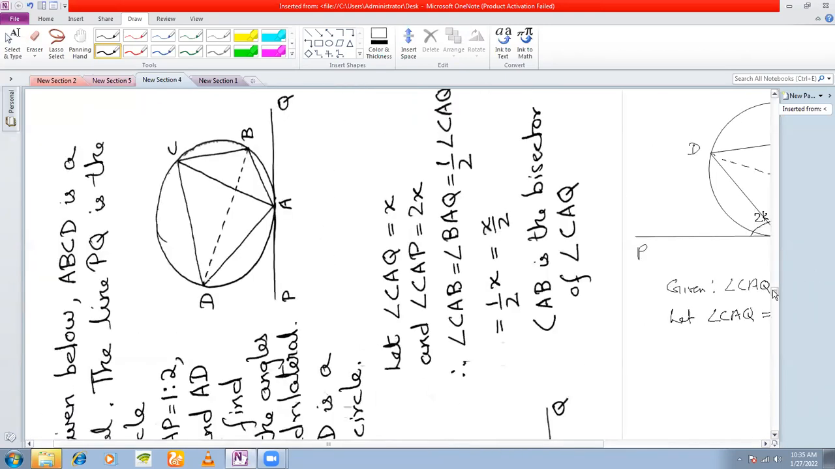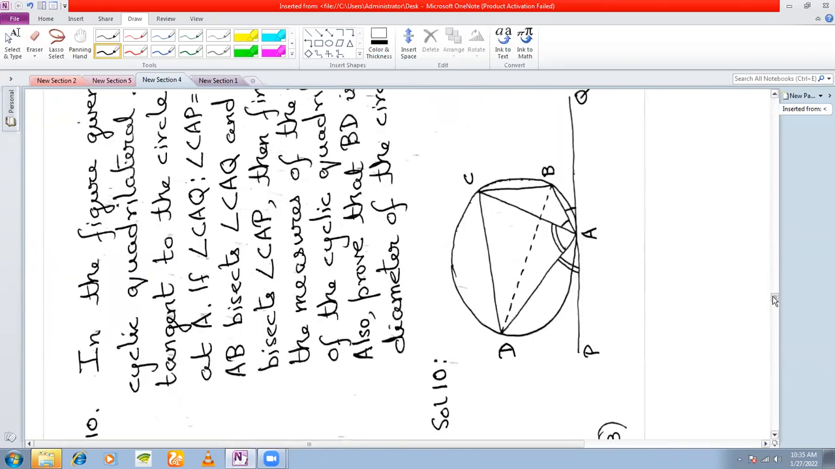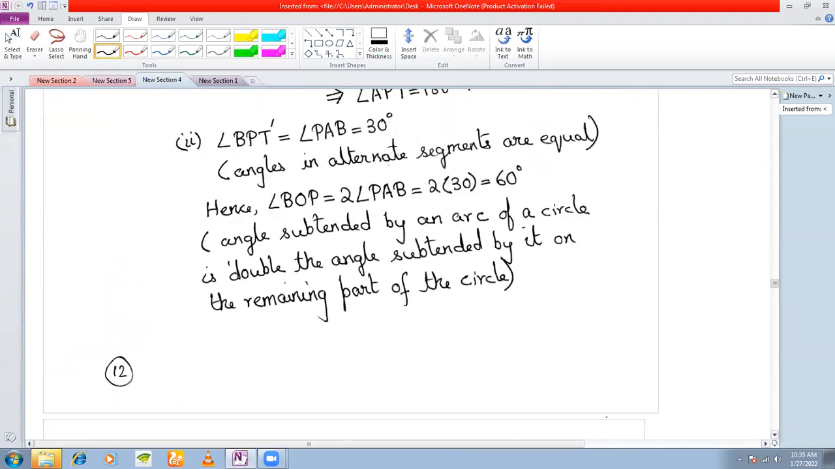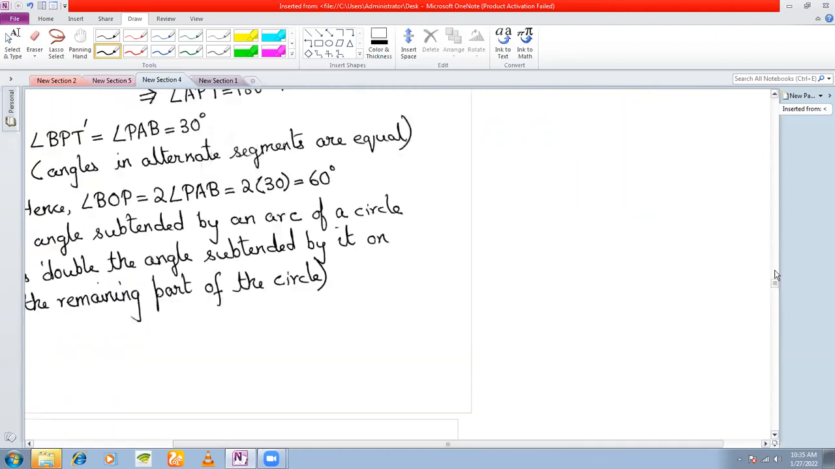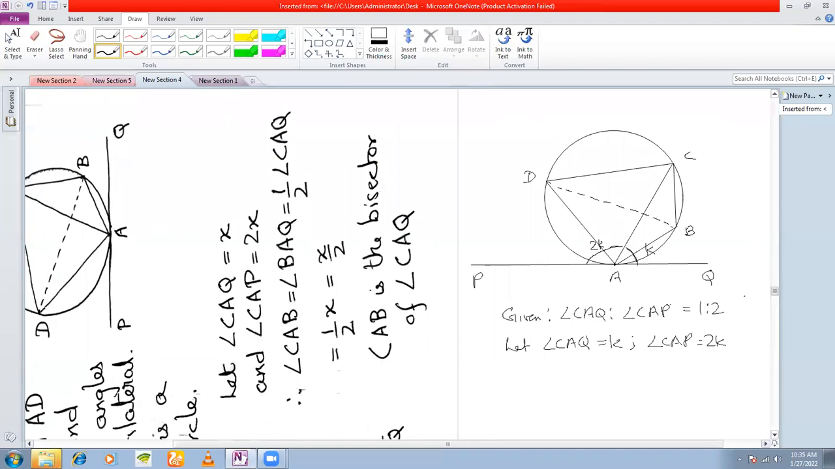Next, AB bisects angle CAQ. Okay, that means it is given here that AB bisects this angle. So if it bisects this angle, then this must be K by 2 and this must be K by 2, isn't it? This angle and this angle. This must be K by 2, right? Okay.